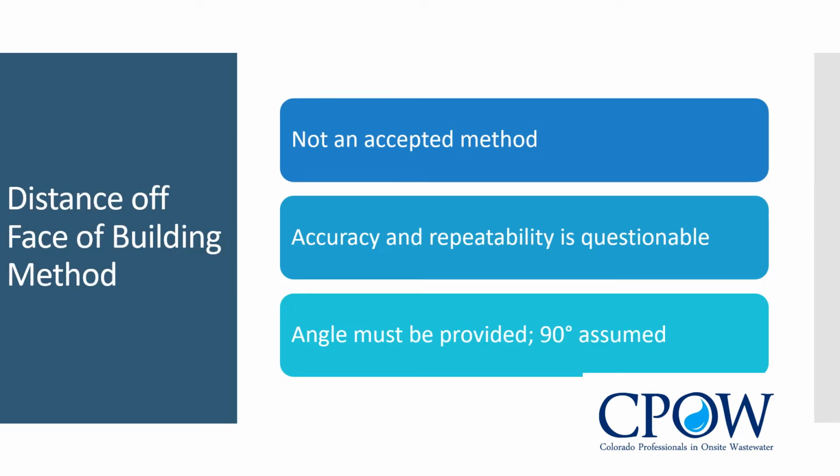Distance off face of building method. This is not a suggested method because the measurements may be hard to duplicate. Sometimes you may be measuring a point along the face of a building, sometimes not. This point must be defined, such as a location of a sewer cleanout where it exits the home. What is the angle out from the building? Is 90 degrees assumed without any clarification from the drawing?